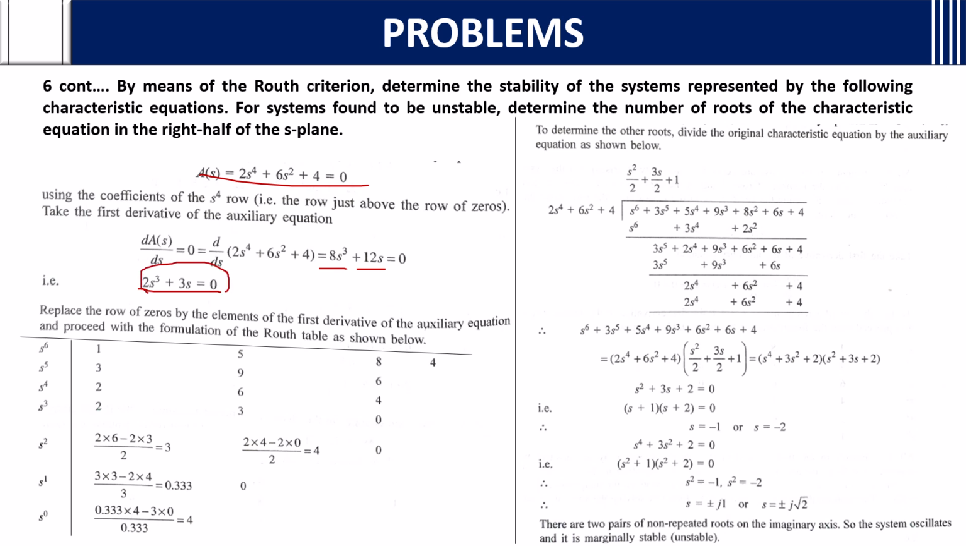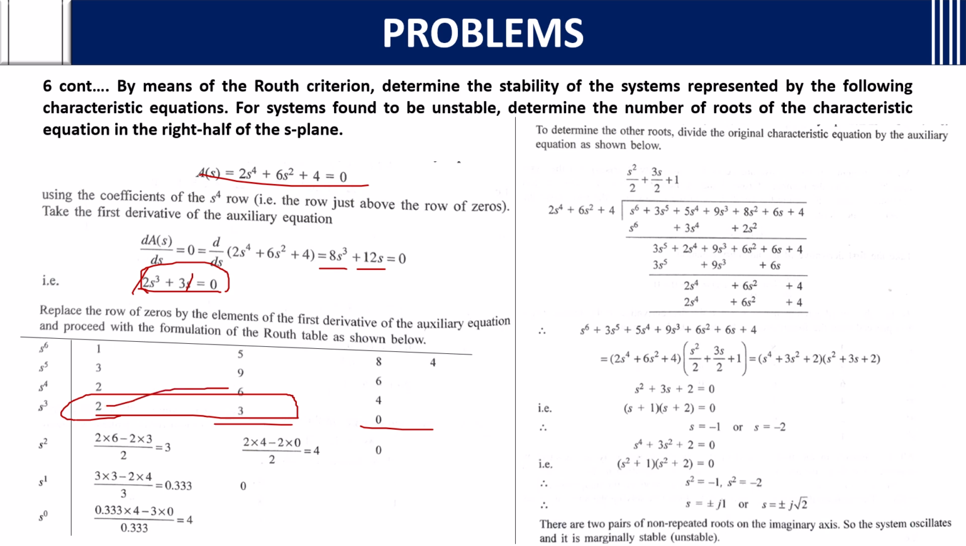Now we should substitute these values in the row which we got as 0. See, this is the 2 and this is the 3 and 0. This is the row which we got the 0. So in this place you substitute the coefficients 2 and 3. After substituting, the same Routh table criteria only you will follow.